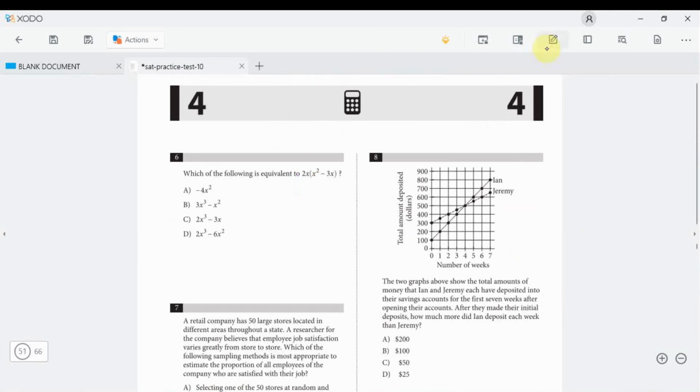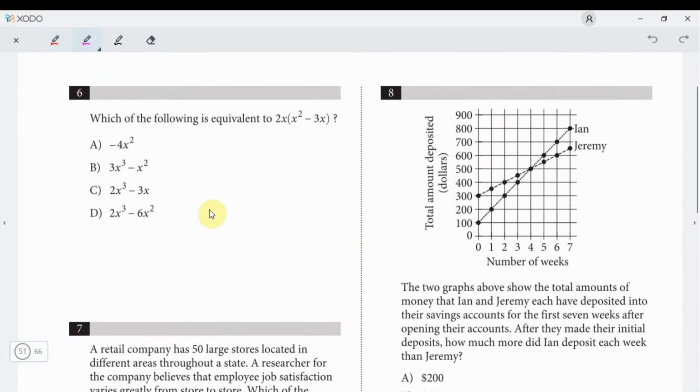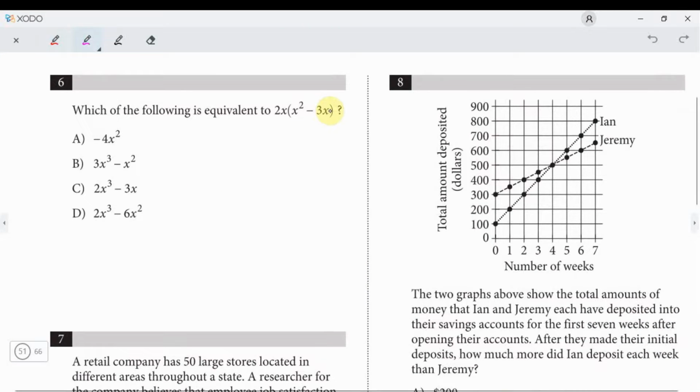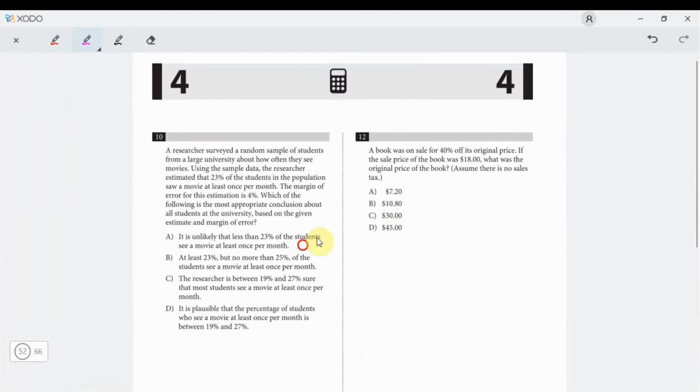All right. Number 6, it says, which of the following is equivalent to 2x times x squared minus 3x? So 2x times x squared becomes 2x cubed, minus 2 times 3 is 6, and x times x is x squared. So that's it. 2x cubed minus 6x squared, option D. Easy. My gosh, that's so easy. Nice.